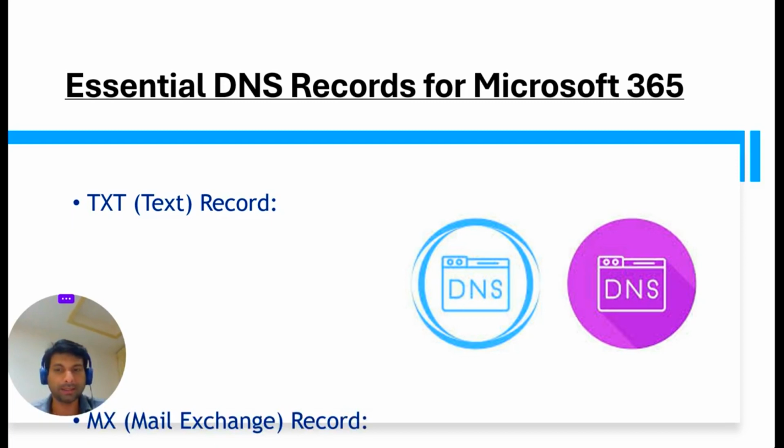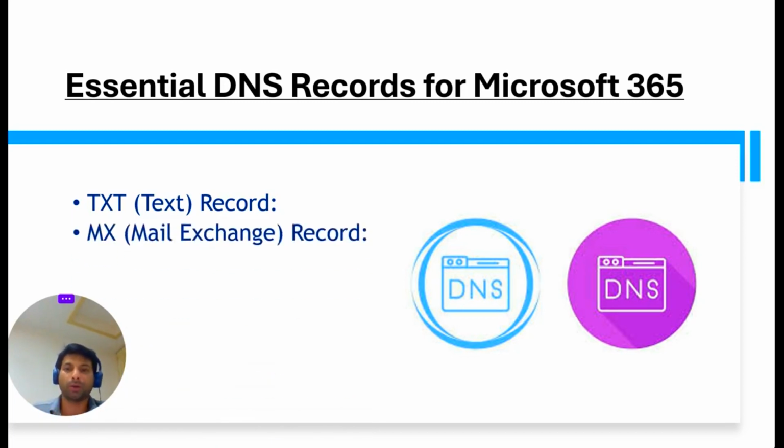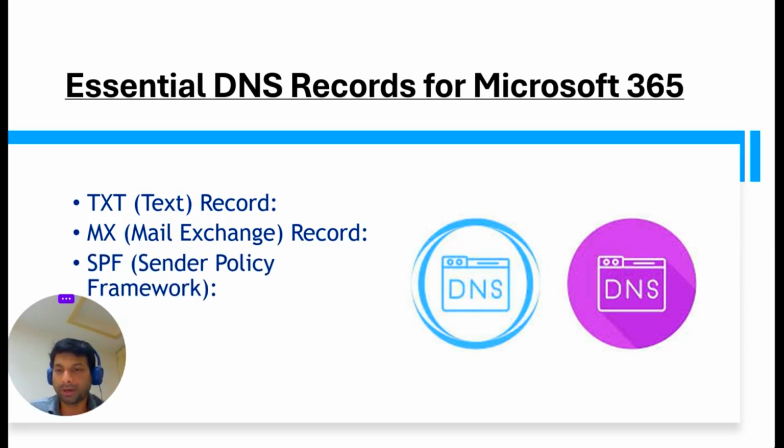All right, and the second record is the MX record. The purpose of the MX record is to direct email to the correct server responsible for receiving emails for your domain. The other important record is the SPF record, Sender Policy Framework. As I told you just before, it is part of the TXT record. SPF specifies the IP addresses and domains authorized to send emails on behalf of your domain. The SPF record prevents email spoofing.